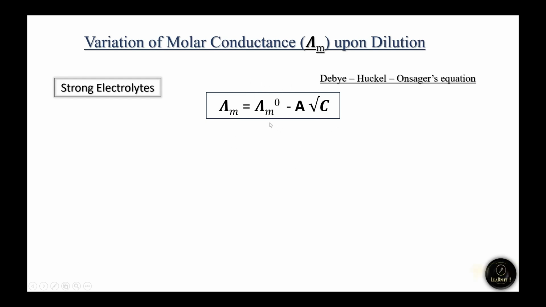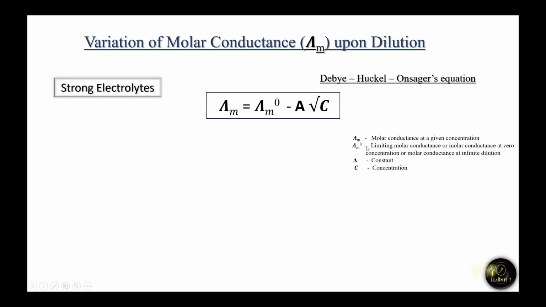So here a new factor comes, that is lambda naught m. What does it mean? Lambda m, we know, is the molar conductance at a given temperature or concentration. Lambda naught m represents the limiting molar conductance, or molar conductance at 0 concentration, or molar conductance at infinite dilution.